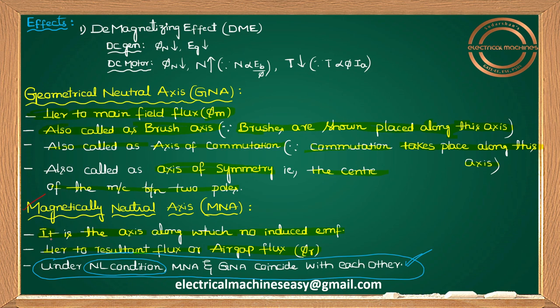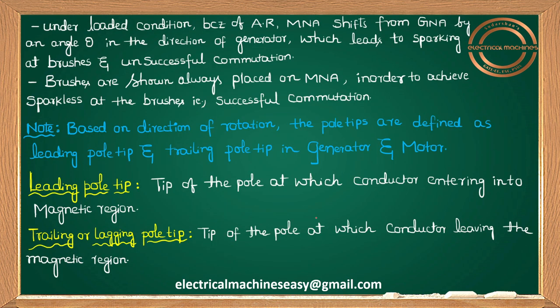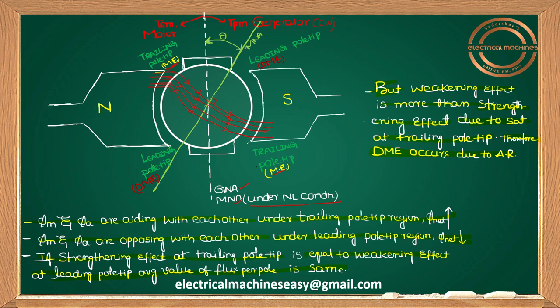magnetic neutral axis means, why I told it is the axis along which no induced EMF. Why I told like that is very simple. Let us see here, you'll have some clarity. Let me take an example, MNA is this one. If you take one conductor along MNA like this, for example for clockwise rotation, the direction of tangential motion at this conductor will be like this, and at this conductor it will be like this.